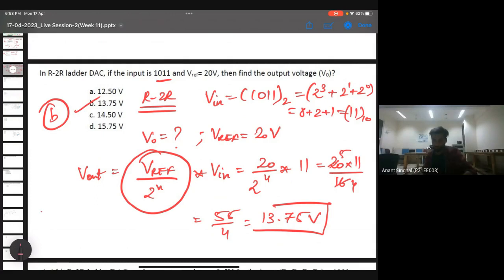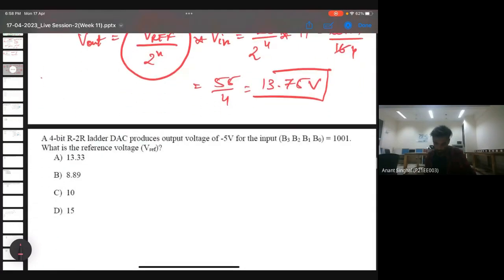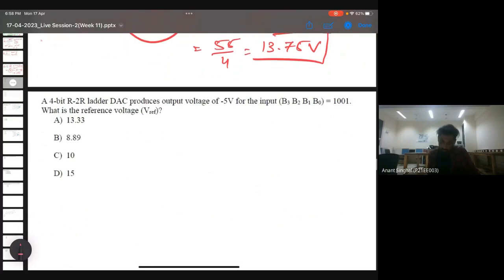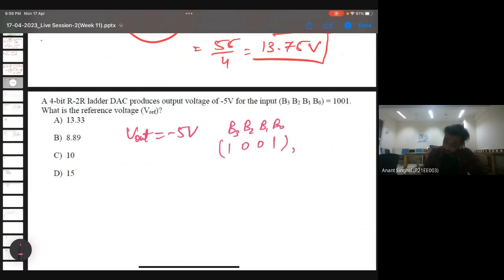So let's proceed with the next question. This question says it is again a 4-bit R2R ladder network. It has an output voltage given of minus 5 volts, and the input is B3, B2, B1, B0, which is 1001 in binary. So the decimal equivalent will be, sorry, this is 9. So it is asking for the reference voltage now.